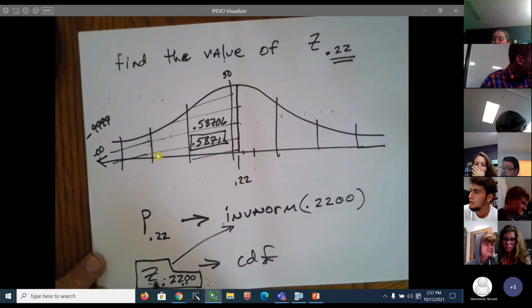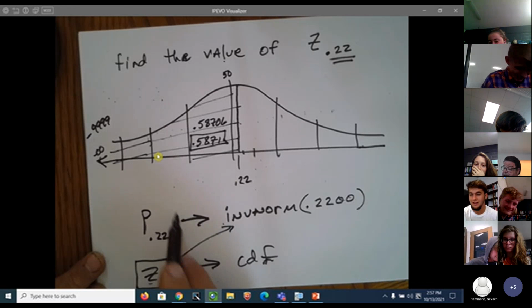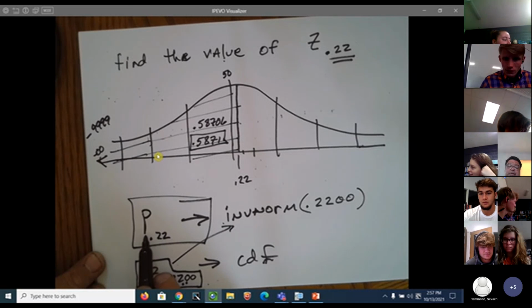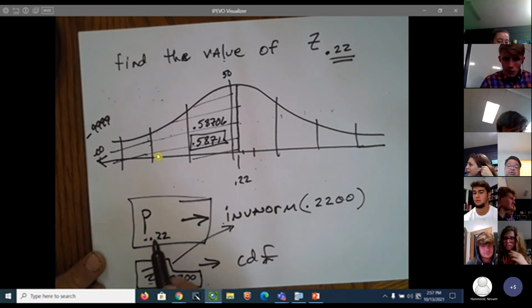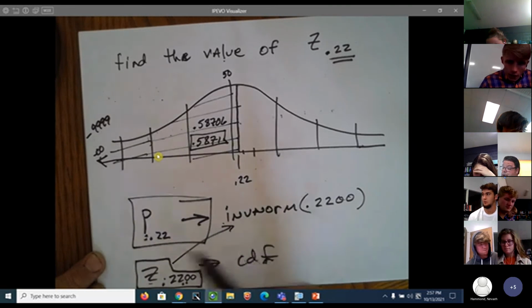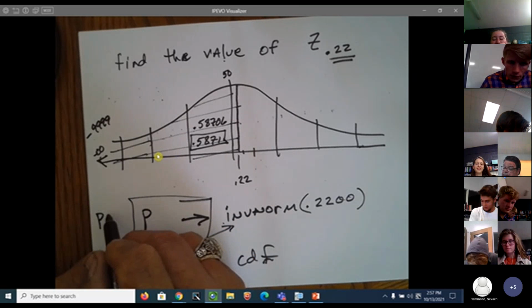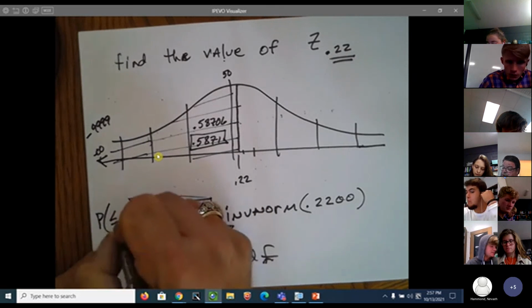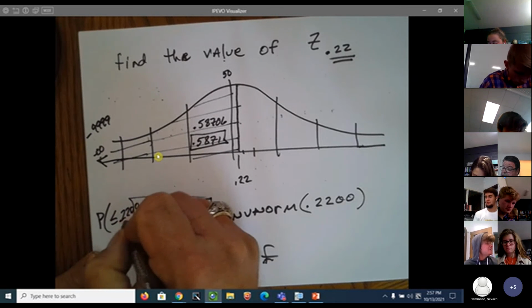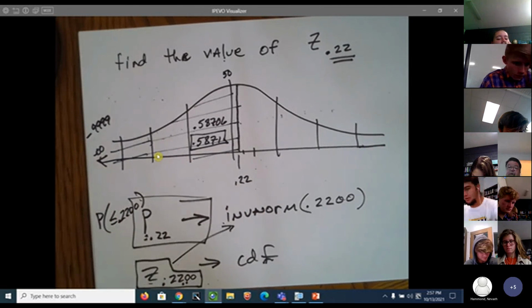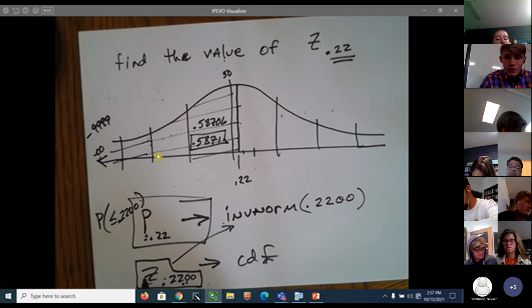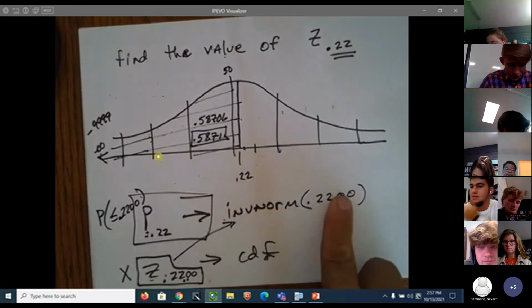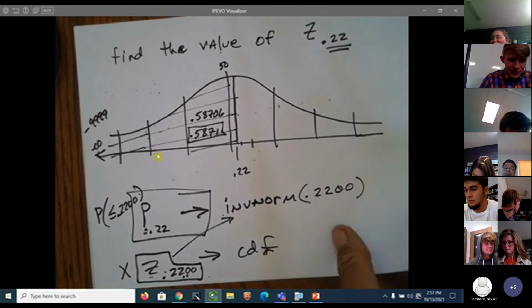I do not agree with it, because in all my teaching years, if they give you a percent or an area, they're supposed to give it to you like this: the probability of being less than 0.2200. And they usually give you 4 digits when they do that. So I do not agree with this question. But that's how you do it. I'm not going to put that one on the test.